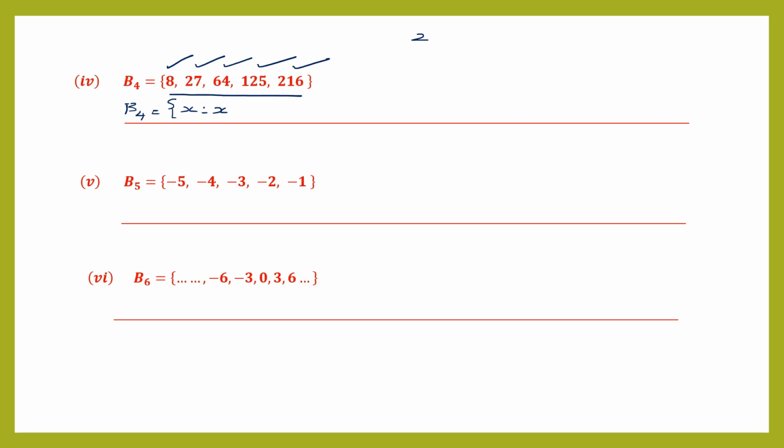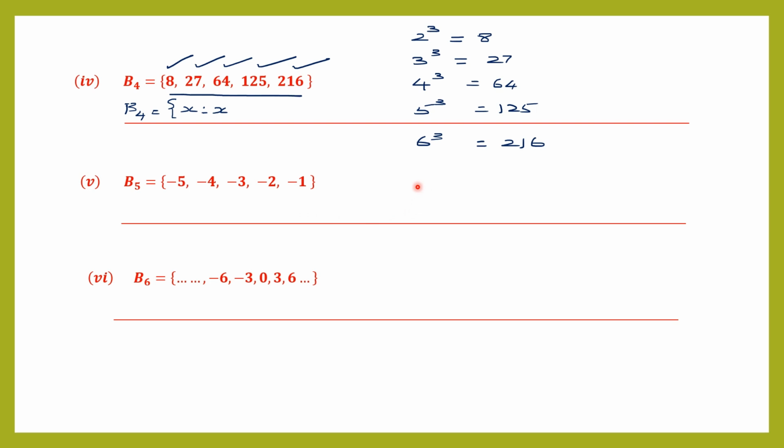If I take 2 cube, 2 into 2 into 2 is 8. If I take 3 cube, 3 threes are 9, 9 threes are 27. Similarly, 4 cube is 64, 5 cube is 125 and 6 cube is 216. So first thing you need to do is identify the pattern, or what numbers these are. So these are all cubes of numbers from 2 to 6. There are no dots, that means it's very clear it's only from 2 and stopping at 6.